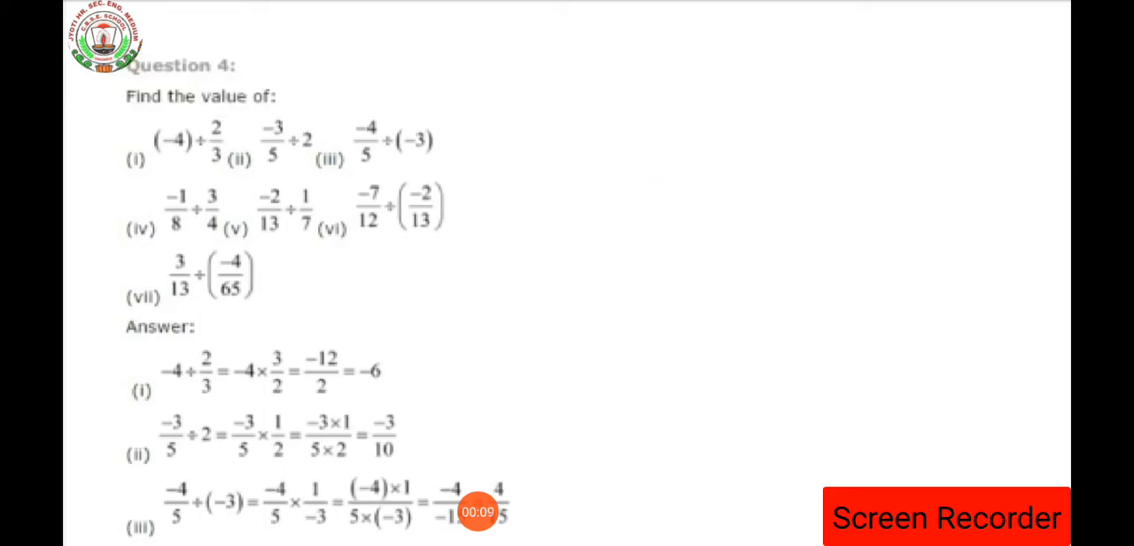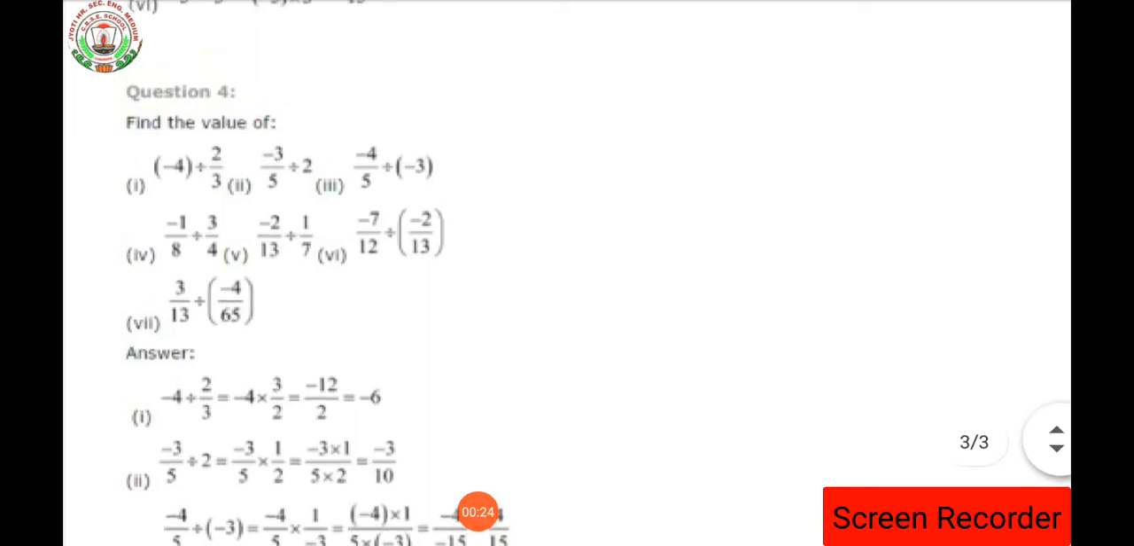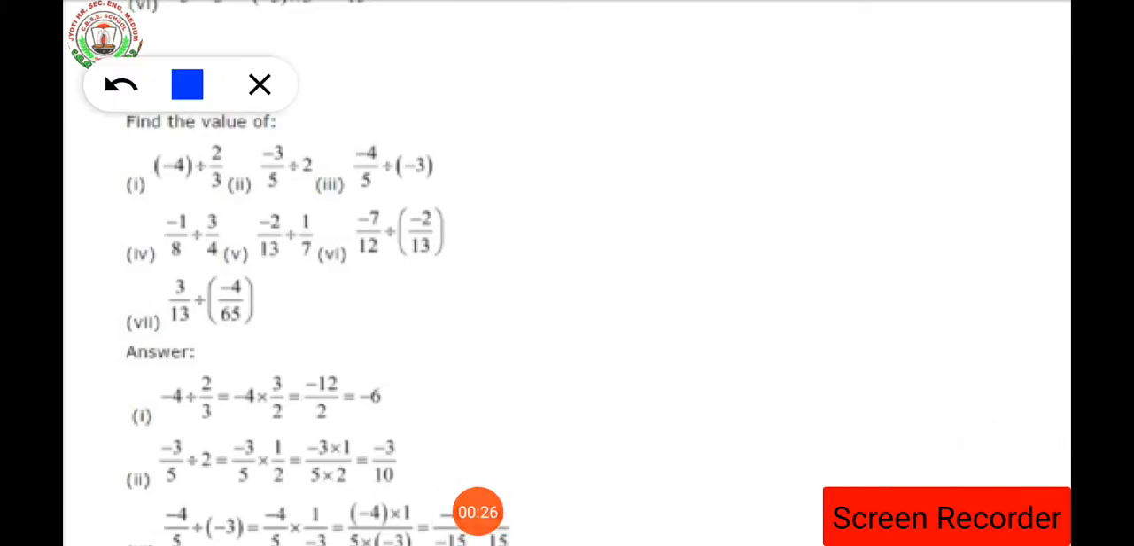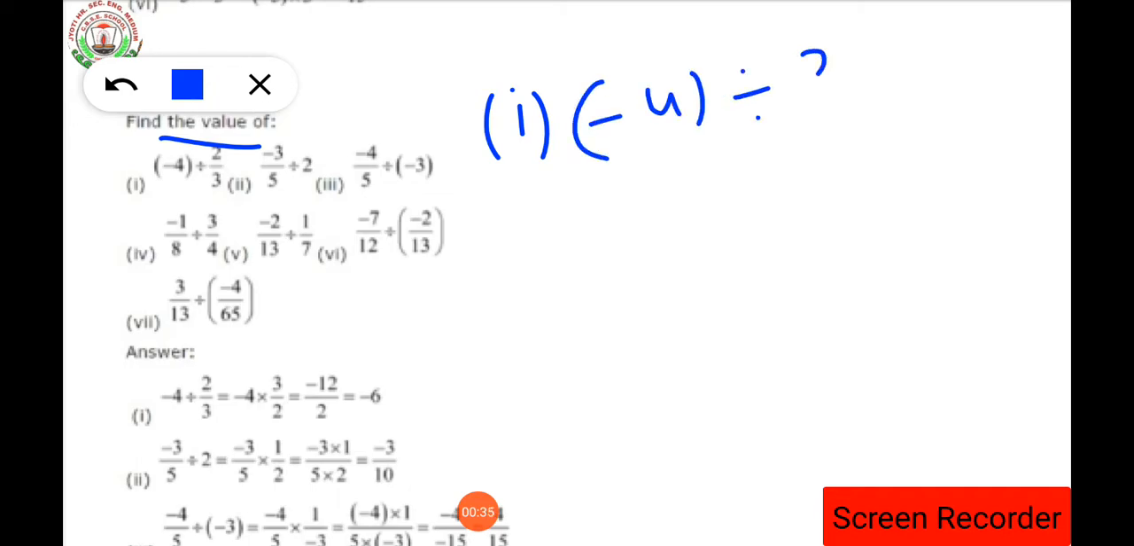Okay, so dear students, in the previous video we did exercise 9.2 questions 1, 2, 3, isn't it? So here we have to see question 4. What is said in question number 4? Let's see. Here in question number 4 it is said, find the value of. The numbers are being given over here. The first question is minus 4 divided by 2 by 3. Okay. Now listen very carefully.